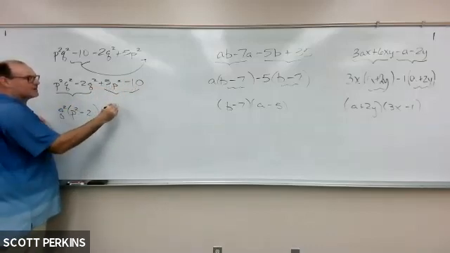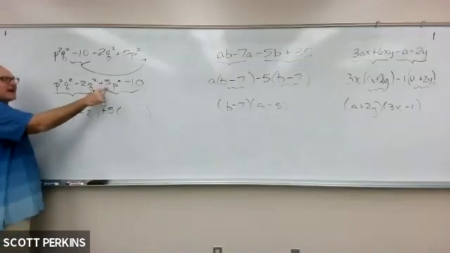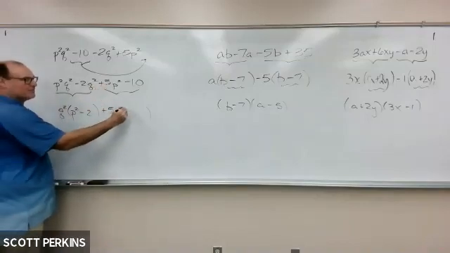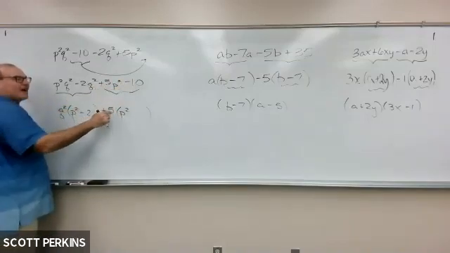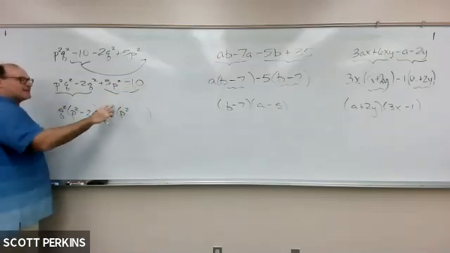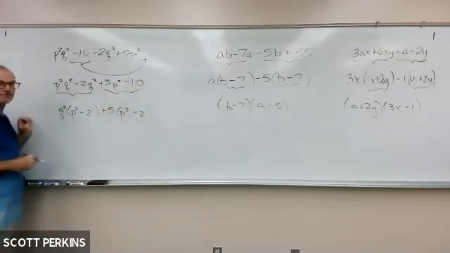So there's a 5 in common to both of those. When I take out the 5 out of the first term, I'm left with p squared. When I take out the 5 out of the second term, -10 divided by 5 is -2.